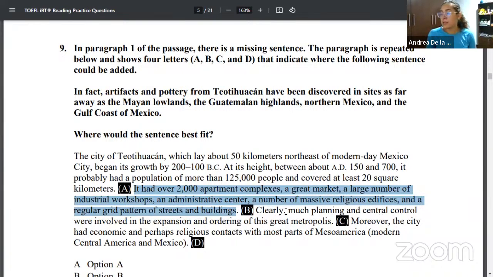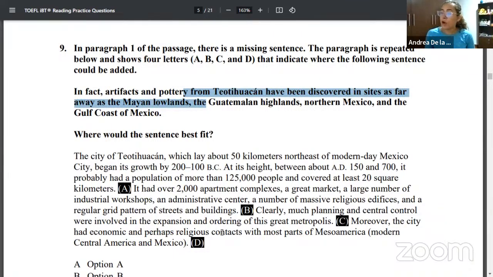Our next sentence talks about the fact that much planning and control were involved in the expansion and ordering of the metropolis. Again, it's not very related, even though it has the word expansion. It's not too related to what we have here. And then the next one talks about the fact that Teotihuacan, or the city, had contacts with different parts of Mesoamerica, with most parts of Mesoamerica. And that is related, right?